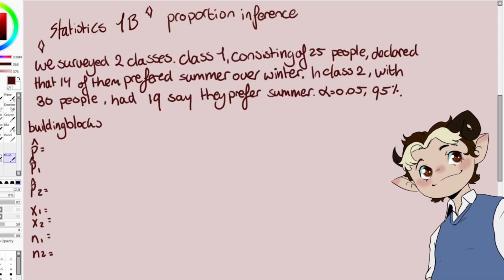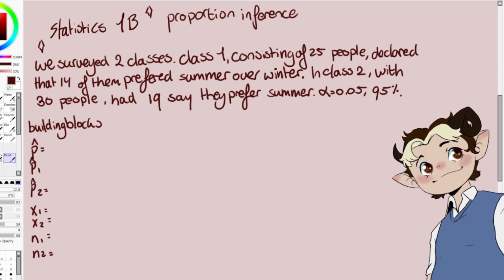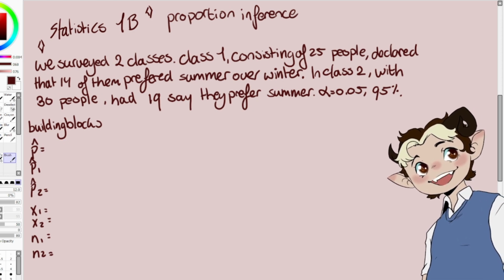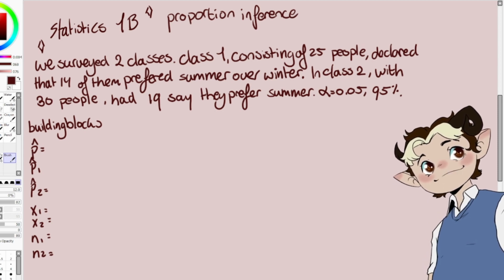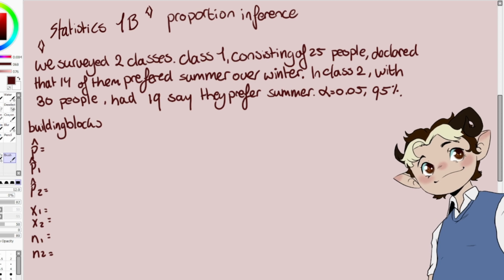Okay, I wrote down a little example. We surveyed two classes. Class 1, which had 25 people, declared that 14 of them preferred summer over winter. In class 2, with 30 people, 19 said that they preferred summer.